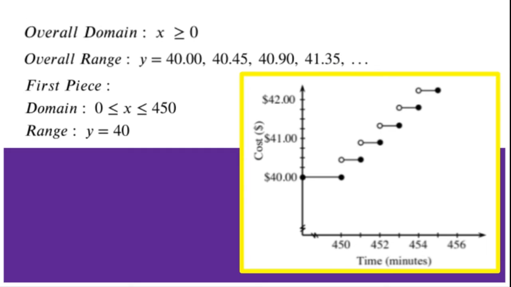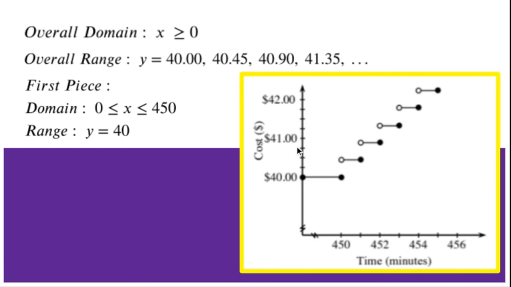The next thing, though, I want to look at specifically is just this first piece right here, okay? Because you are then going to find the domain and range for each of these pieces. So the domain for this is x is greater than 0, but less than or equal to 450, because we need to cover just this line here. Then our range is just y equals 40, because we are a straight line across at 40.